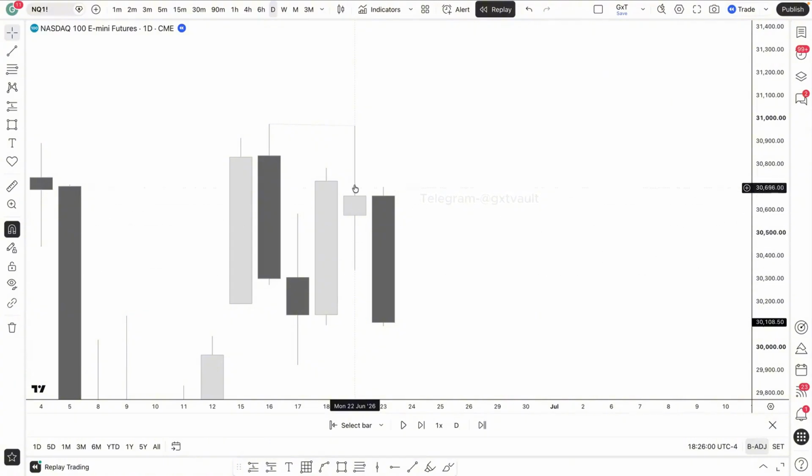We have a previous day's close as a C2. So what are we going to do? Look within this wick for a refined key level. Let's first drop to the 4-hour time frame.